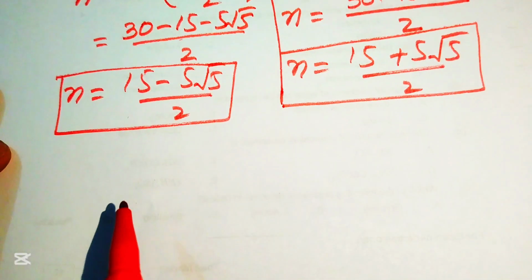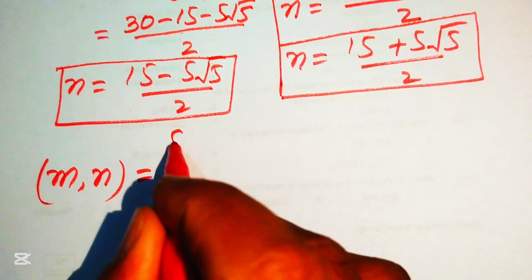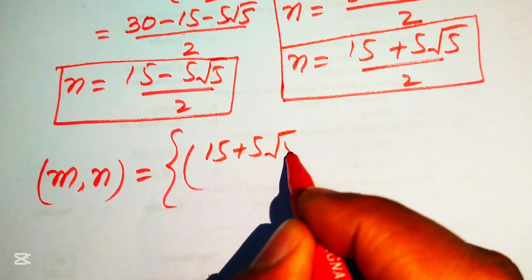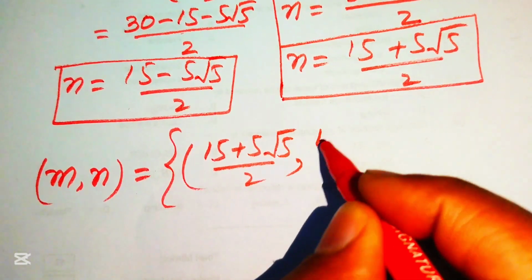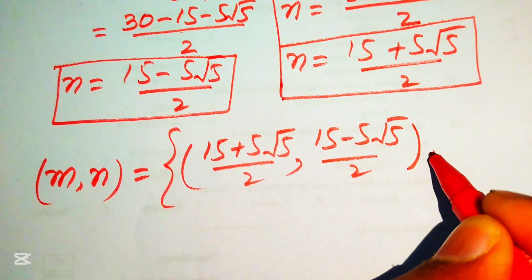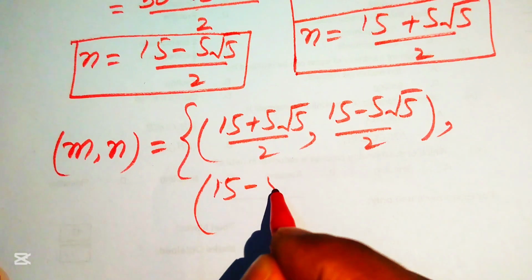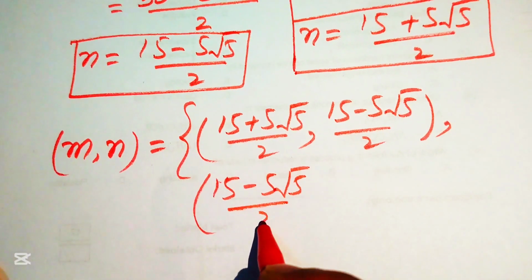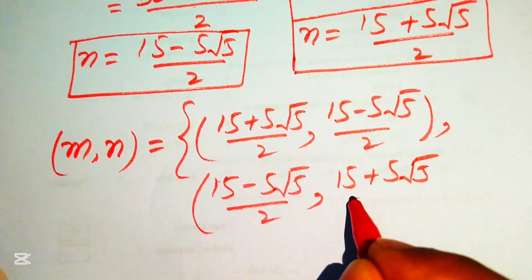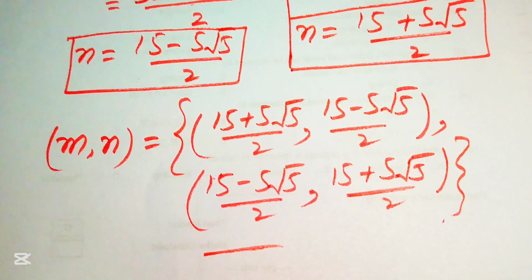Okay, so finally we have the two solution sets of the given equation. The (m, n) first solution set is 15 plus 5 into square root of 5 divided by 2, and 15 minus 5 into square root of 5 divided by 2, and the second solution set is 15 minus 5 into square root of 5 divided by 2, and 15 plus 5 into square root of 5 divided by 2. These are the two solution sets of the given equation, and this is the final answer.